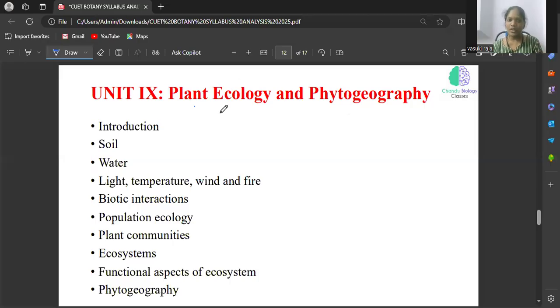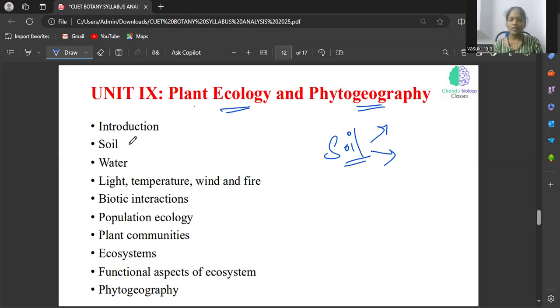Whenever we study unit 9, plant ecology and phytogeography, definitely we have to study about the soil, because each soil gives rise to different types of plants. Red soil can give rise to different types of plants, and alluvial soil can give rise to different types of plants. So soil plays a crucial role in the development and growth of plants.